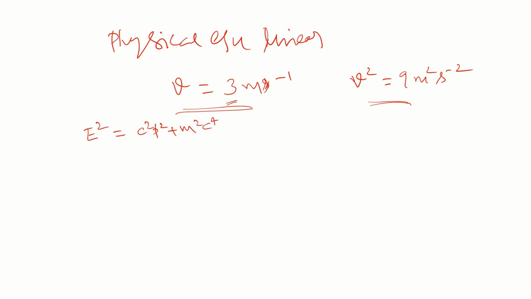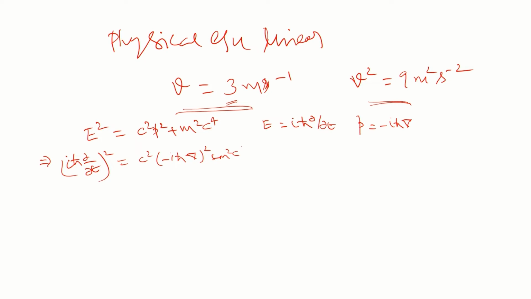How they succeeded with the second defect is that here they are substituting the E value and P value. E value is iħ ∂/∂t and P value is minus iħ del. On substitution, we have (iħ ∂/∂t)² equal to c² (minus iħ del)² plus m² c⁴, right? Bring the square inside, i² is minus 1, so minus ħ² ∂²/∂t² equal to minus i² is minus 1, ħ² c² del² plus m² c⁴. Minus square is plus, i² is minus 1, so ħ² del² c², whereas the remaining are the other terms.